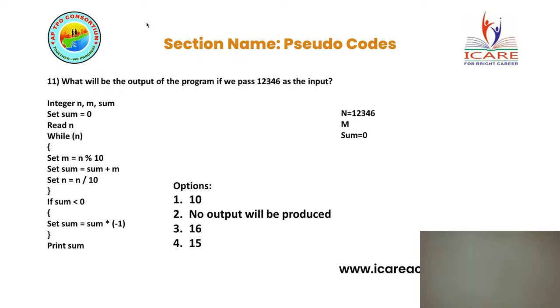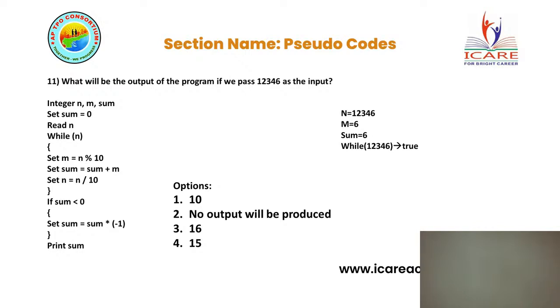Okay, so while n is 1, 2, 3, 4, 6, which is true. Set m equal to n modulo 10. So we are setting the value m equal to n modulo 10. 1, 2, 3, 4, 6 modulo 10 gives the value 6. And set sum equal to sum plus m. So we are adding 0 plus 6. So sum, 0 plus 6, becomes 6. We are storing it in the sum.